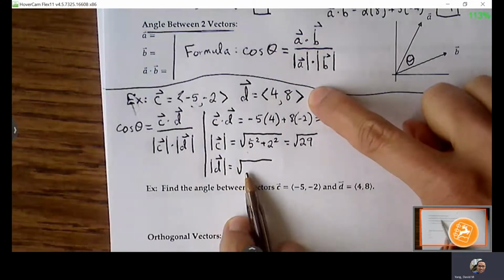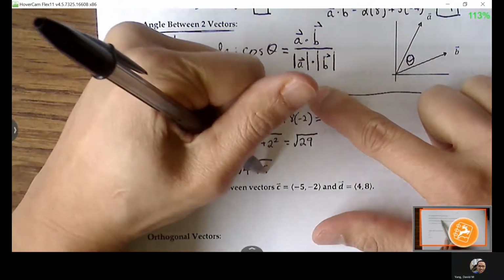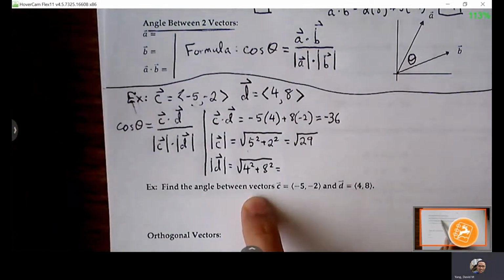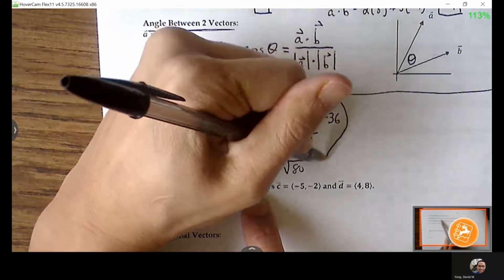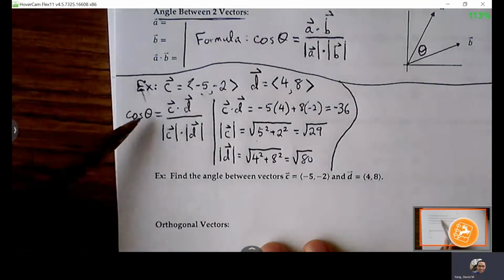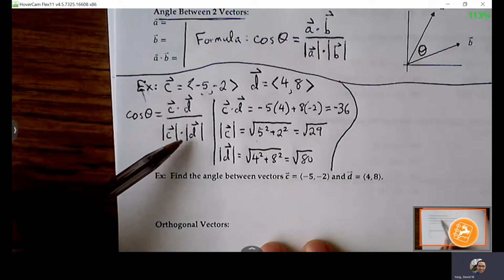Square root of A squared plus B squared. So that's 16 plus 64 gives us 80, okay? So piece by piece, we're just putting it all together here. So this numerator is going to be -36. You got a root 29, you got a root 80.